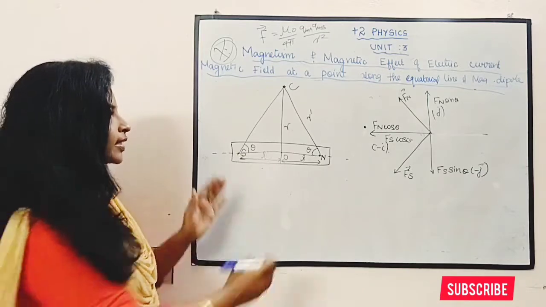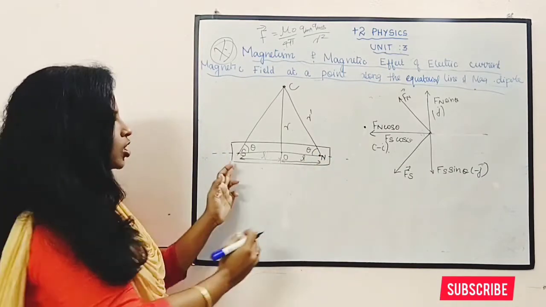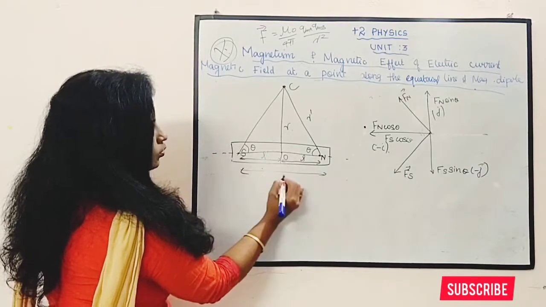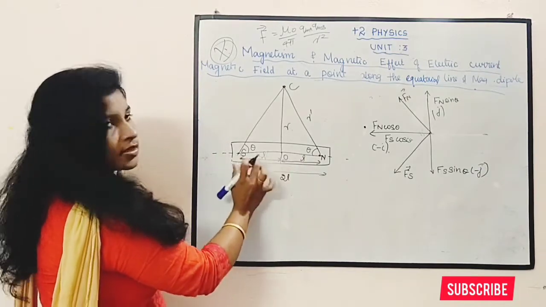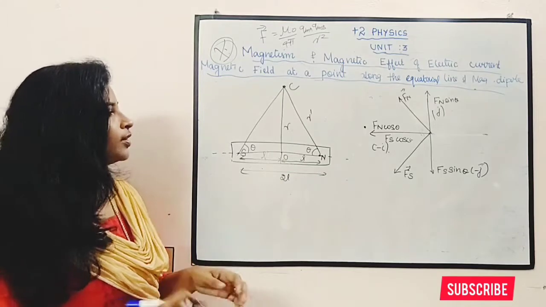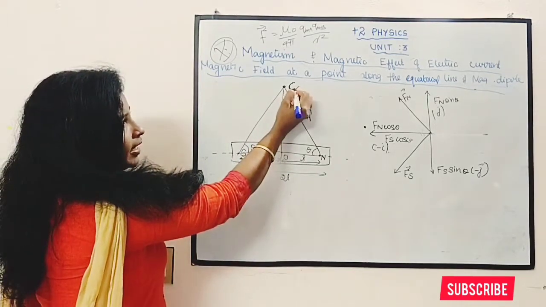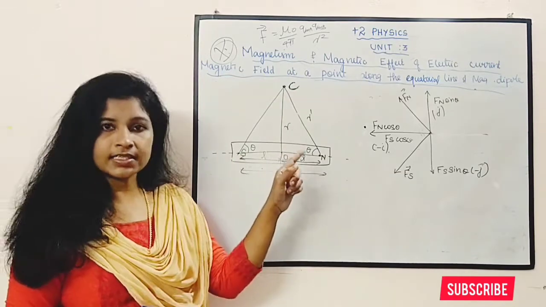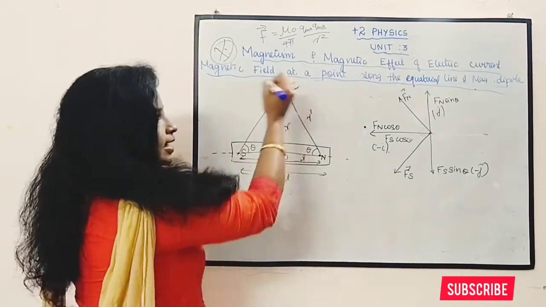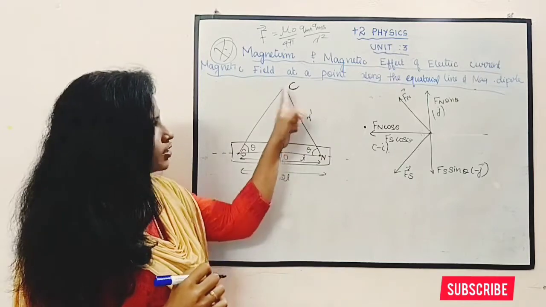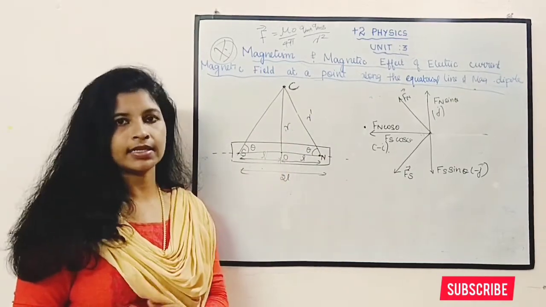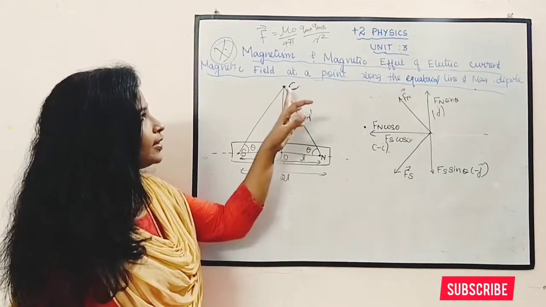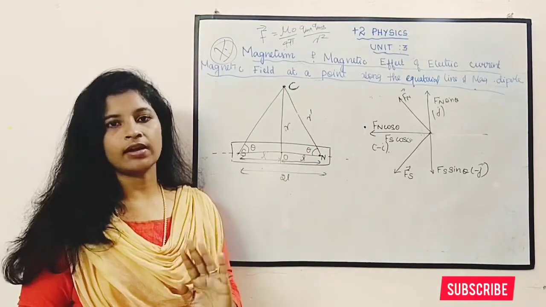For that, consider a bar magnet having a south pole and a north pole, separated by a distance 2L. From the center, each pole is at a distance L. Then we are going to calculate the magnetic field at this point C, which is at a distance r from the center. At this point I am going to calculate the magnetic field.